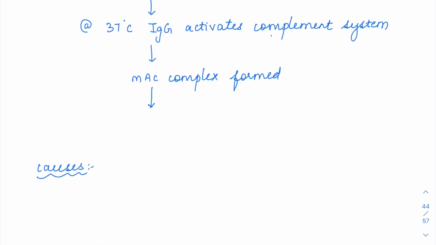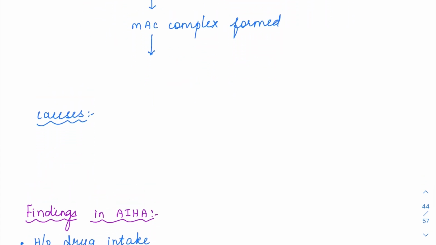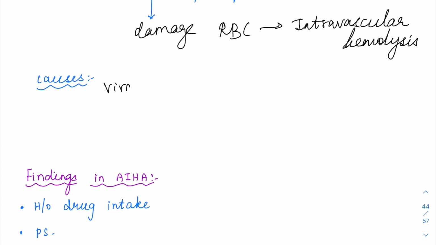And when this complement system is activated, it is going to form the MAC complex. So the MAC complex is formed, and this MAC complex is in turn going to damage the RBCs. So they are going to damage the RBCs directly, resulting in intravascular hemolysis. The causes for this are going to be viral infections and syphilis infection.